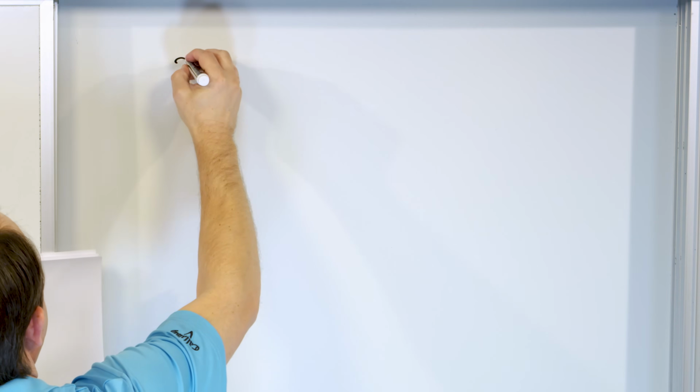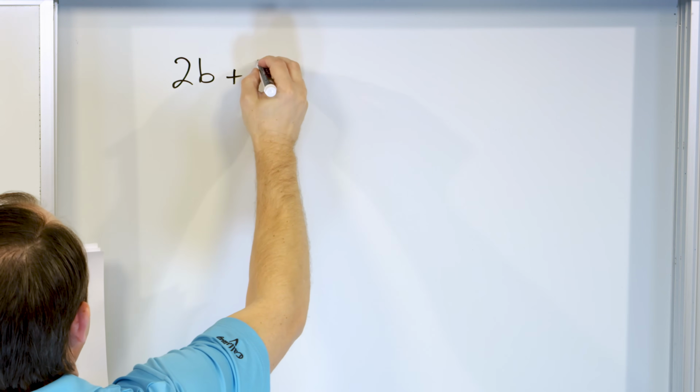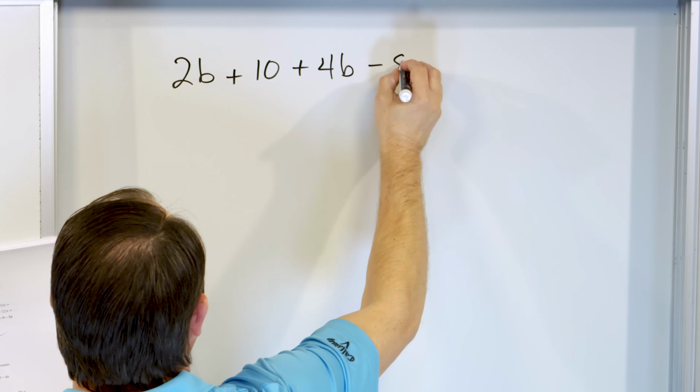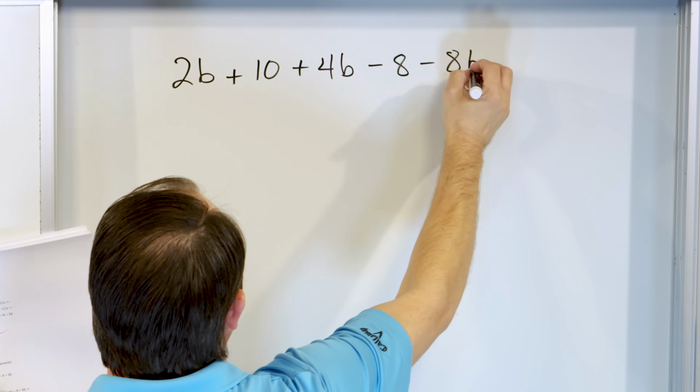All right. Moving right along, let's take a look at something a little larger. 2 times b plus 10 plus 4 times b minus 8 times b.